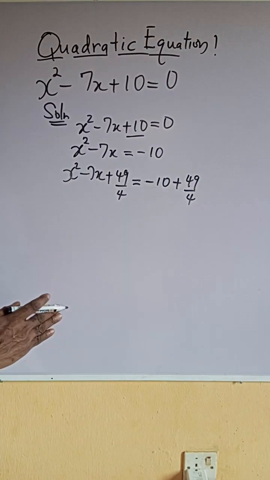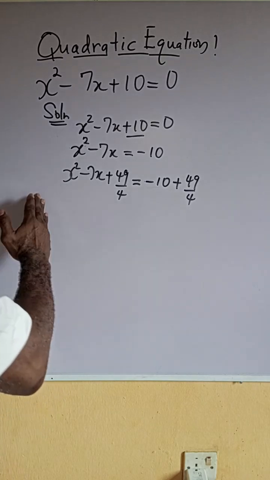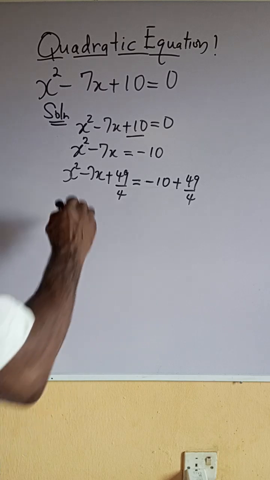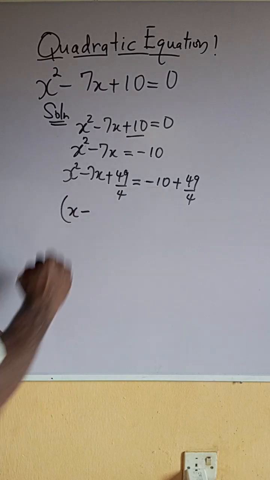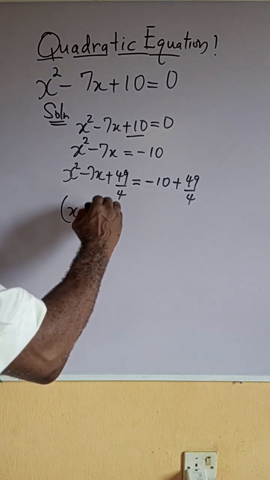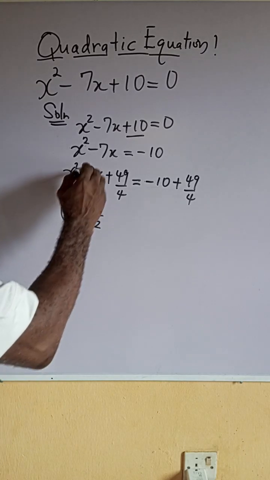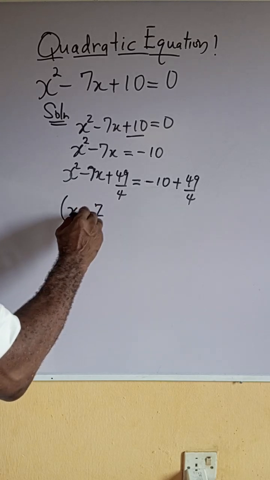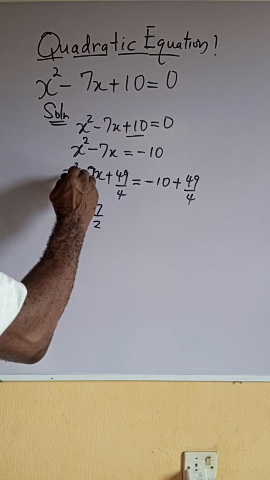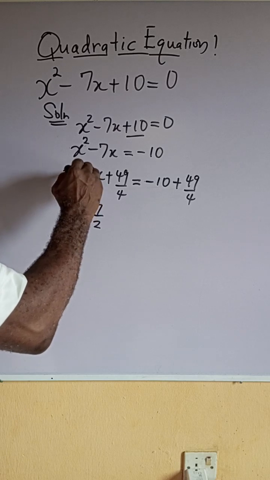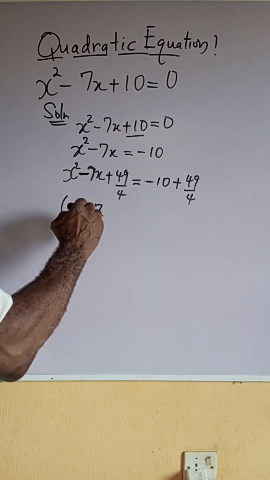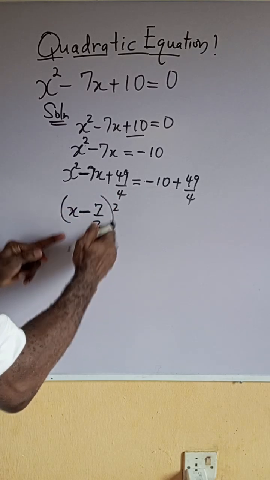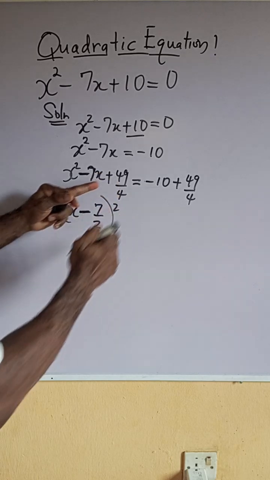The next thing to do is to factor the left hand side as a binomial squared. Okay? How do you go about it? x minus 7 all over 2. You divide the coefficient of x here by 2. And remember, why do I use a minus sign immediately after x? It is because what we have here is minus. If we had plus here, I would have used plus here. So x minus 7 over 2 all squared. If you expand this, you get x squared minus 7x plus 49 over 4.